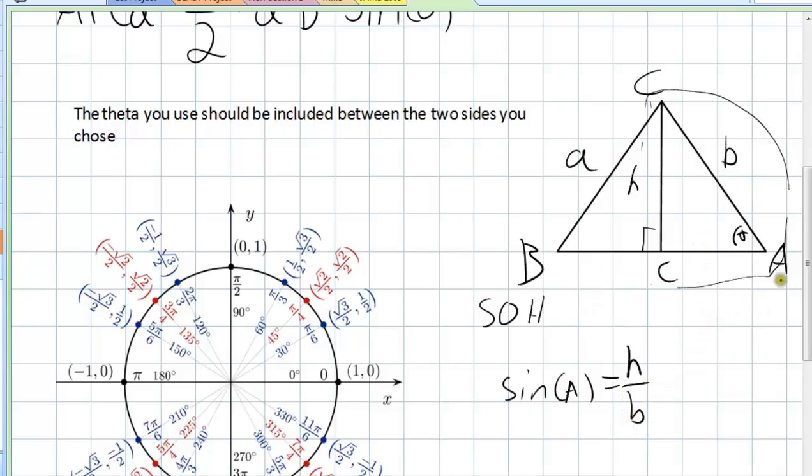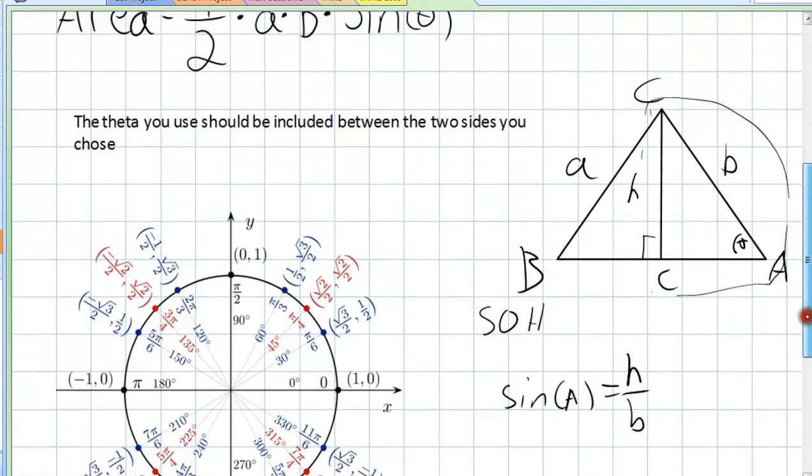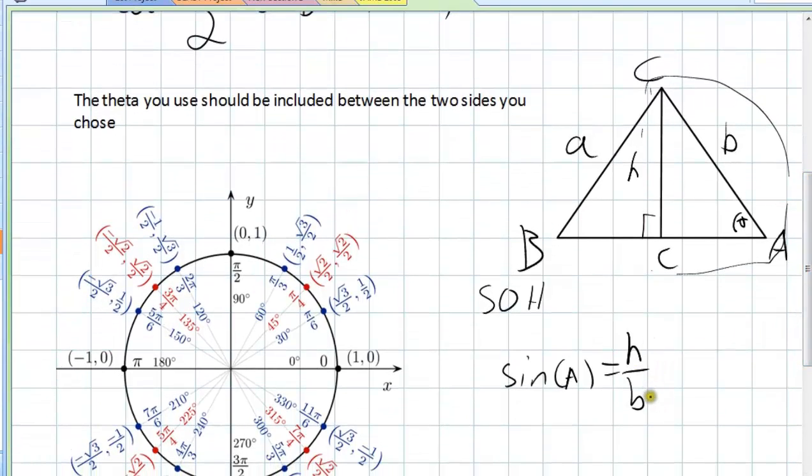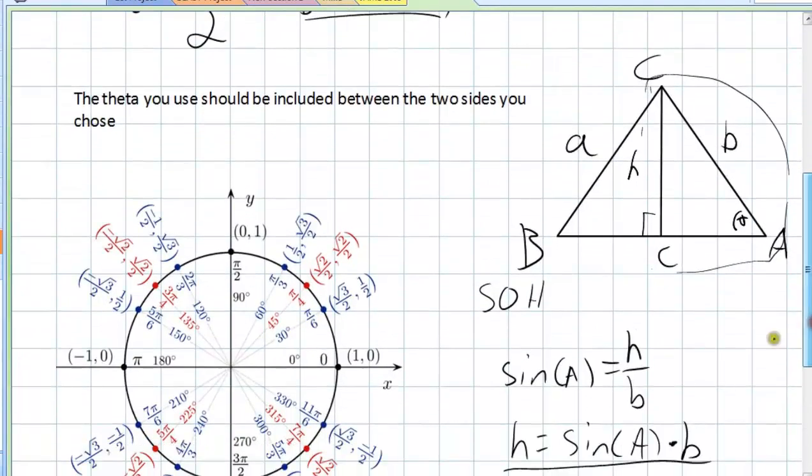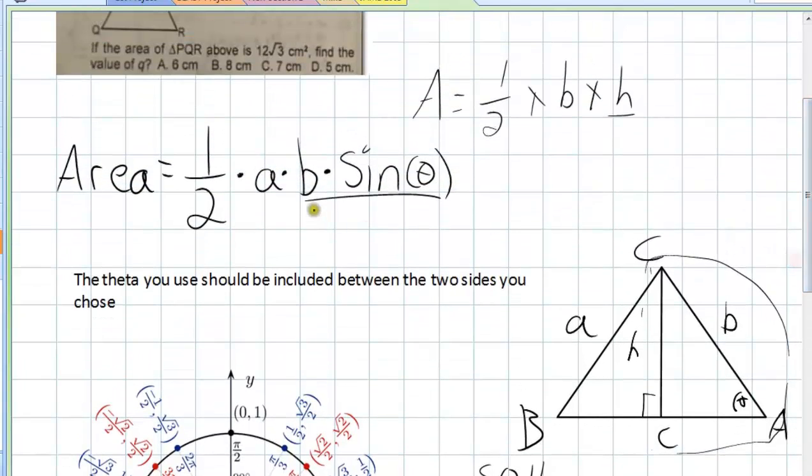So this is the height, this is the hypotenuse, or just the side length over here, B. What if I solved for h? Well, h would be equal to the sine of that angle A times B. Do you see that? The sine of an angle times B is equal to the height. This is where this came from. And then A is the other.